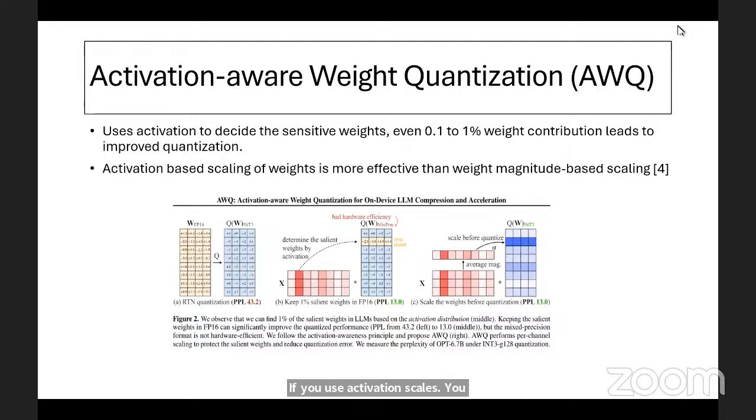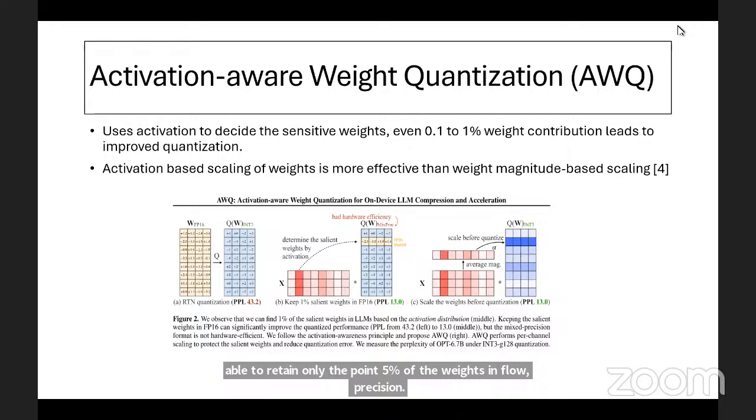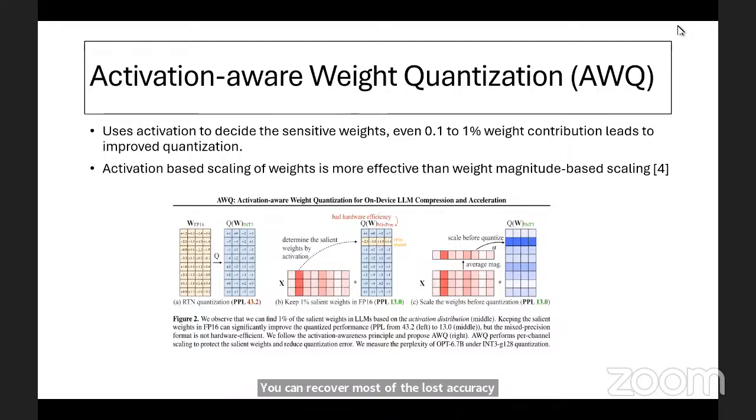So here is an interesting observation from this paper: only 1% or even 0.5% of the weights within the distribution can contribute to a significant amount of accuracy degradation. That means if you have a complete weight matrix of a trained LLM, and you're able to retain only the 0.5% of the weights in float precision, you can recover most of the lost accuracy from quantization. But retaining them in float precision is still a challenge.